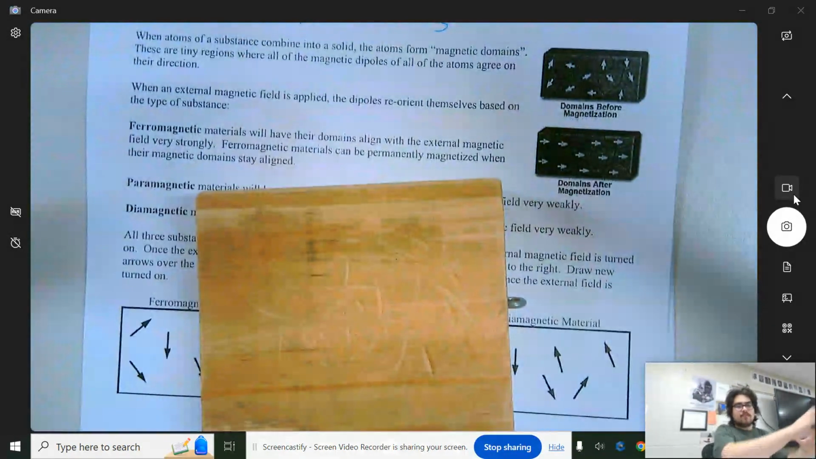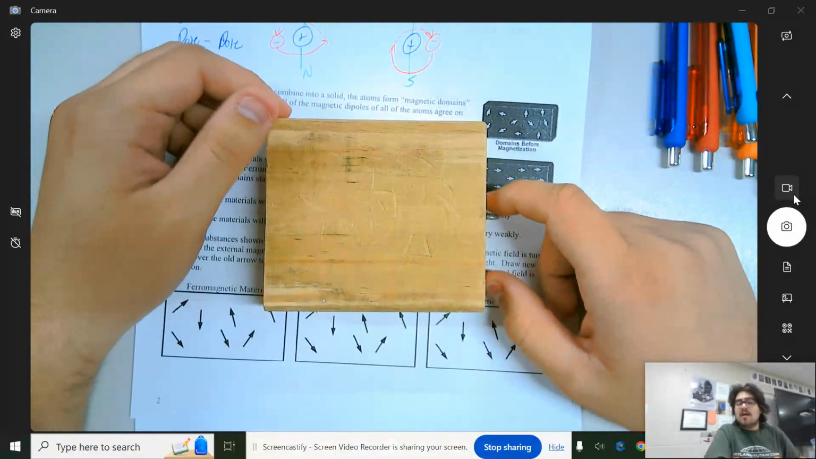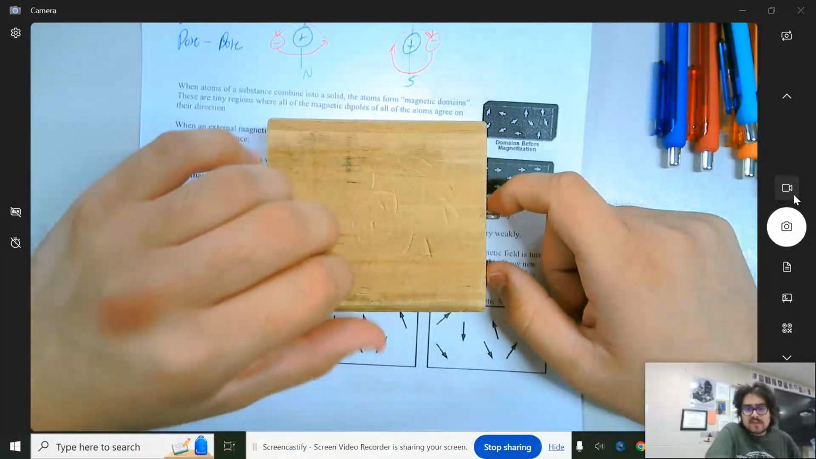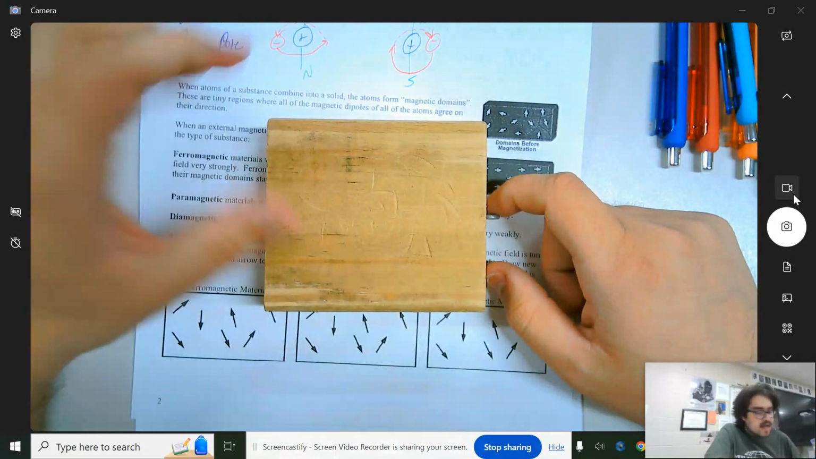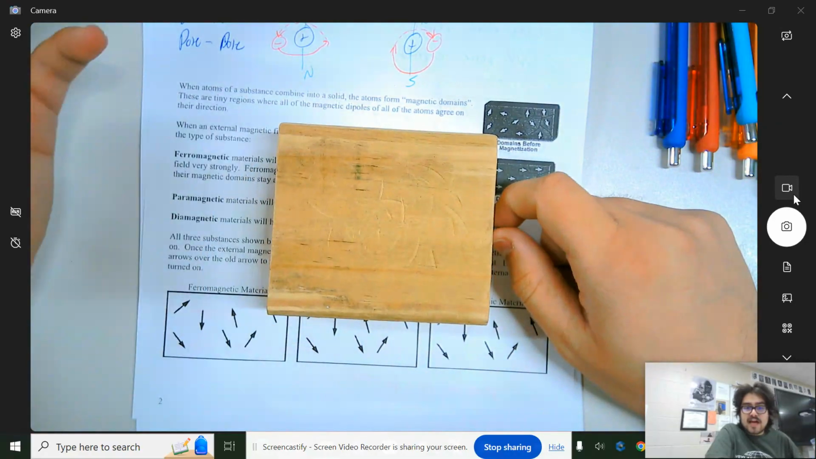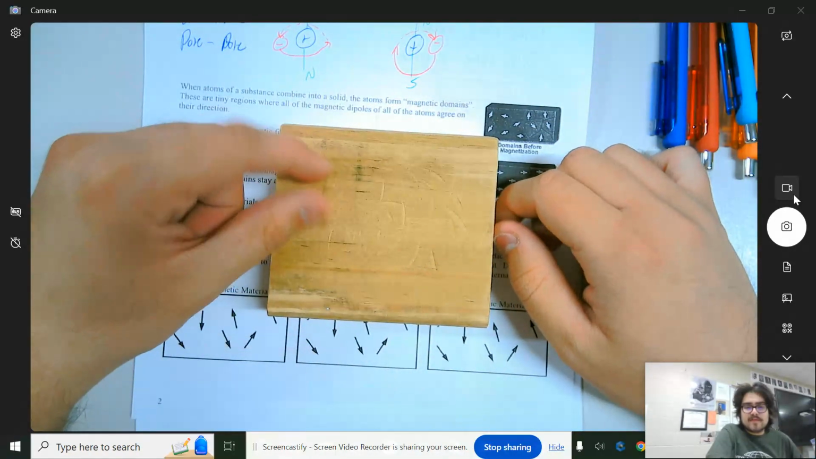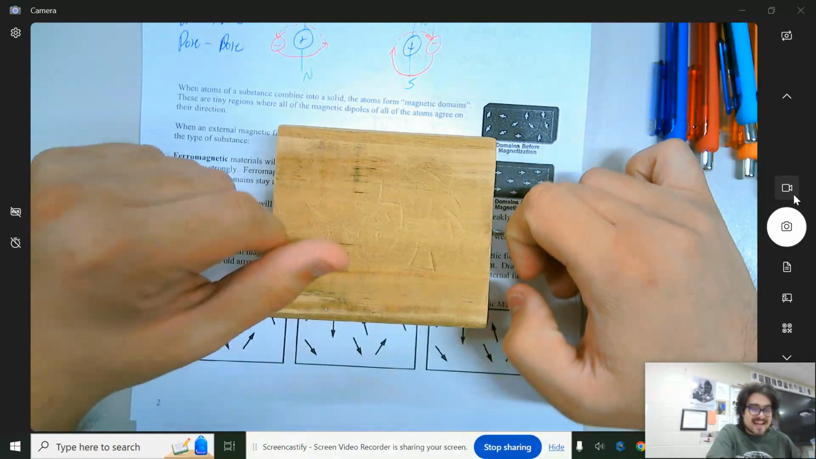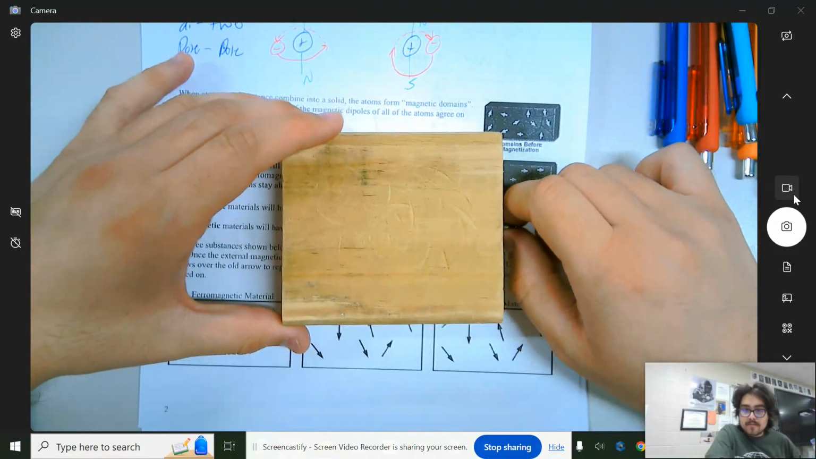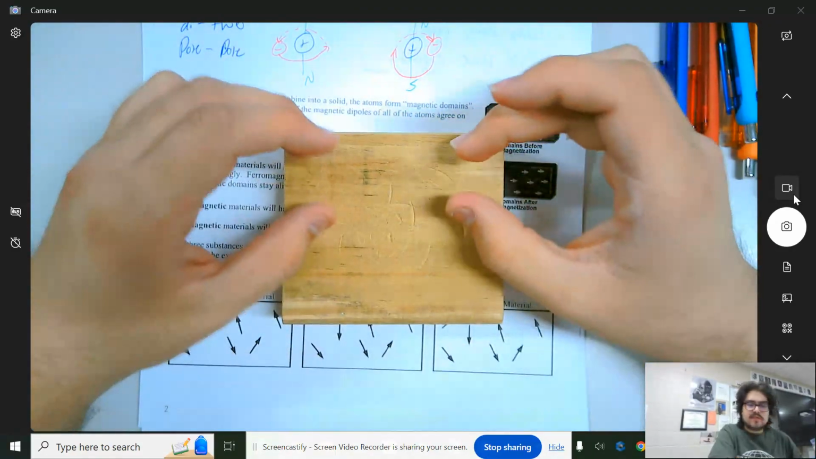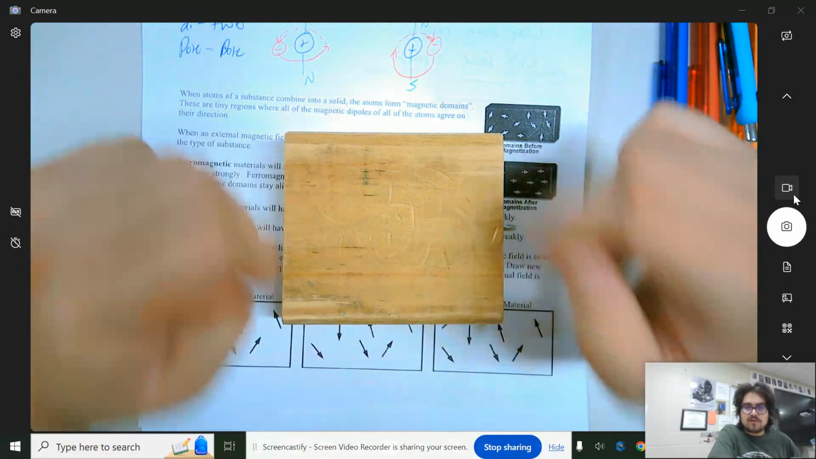I'll give you an example. Here's a block of wood. And what you don't see is that there's actually a bunch of little regions on here that have a ton of atoms. Obviously there's a bunch of atoms. Those atoms form these little regions called magnetic domains. Not Gojo, but we're talking about magnetic domains. And these are little regions on the solid where all of the dipoles all agree on their direction.